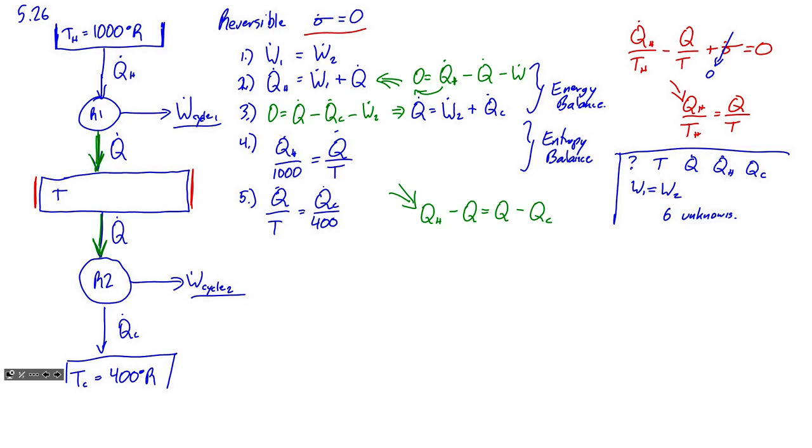So hopefully you guys can see that this is a true statement. And also combining a bit more, as this term and this term look extremely similar, we can sort of just splice those right together. And we can also come up with the second axiom that QH over 1000 is equal to QC over 400.